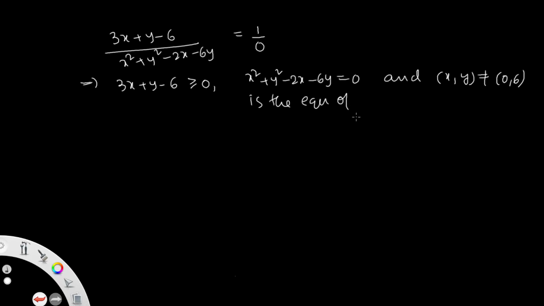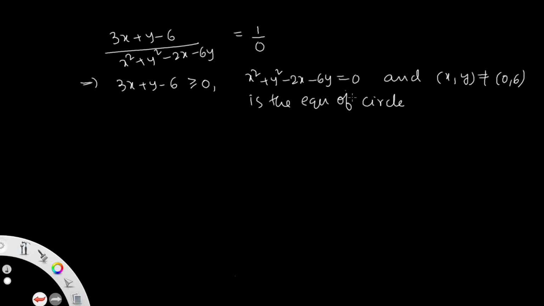Because it is the equation of a circle. Why? Because it is in the form of the locus equation, x² + y² - 2x - 6y = 0. So it is the equation of a circle. So we exclude the point (0, 6). Why? Because if it is (0, 6), the point lies on the circle. So the question is given that it forms a circle. What is the locus given?